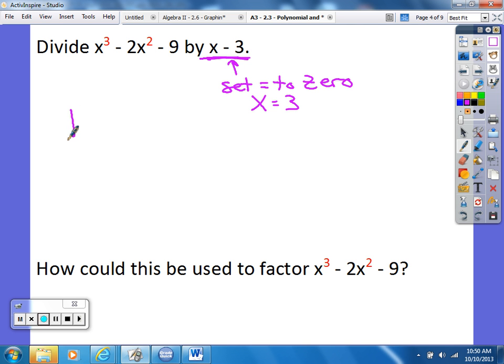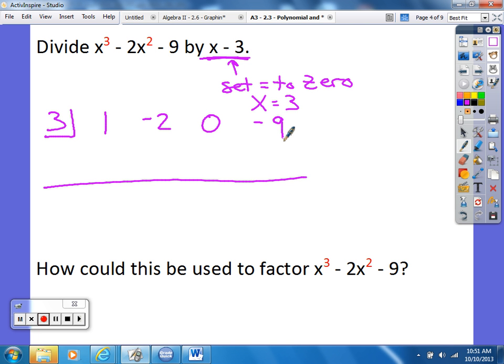So what you do is you put 3 in a box. Now it all depends on who's teaching this, just so you know. Sometimes they don't put the box there, sometimes they do something different. It's still the exact same process. Now what I need to do is I need to give the leading coefficients of all of these. That includes any variables that are missing. So I see 1x cubed. I see negative 2x squared. How many x's? 0. And then I see a negative 9.